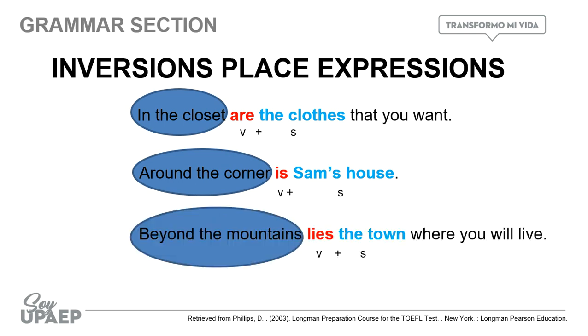Beyond the mountains lies the town where you will live. Beyond the mountains is a prepositional phrase. Why? Because beyond is a preposition. And then you have the verb lies and the subject, the town. You need an inversion. So every single time that you have a prepositional phrase, you need an inversion.